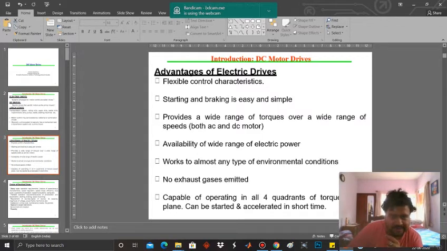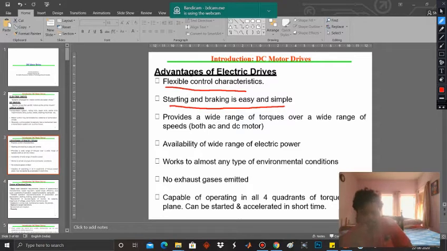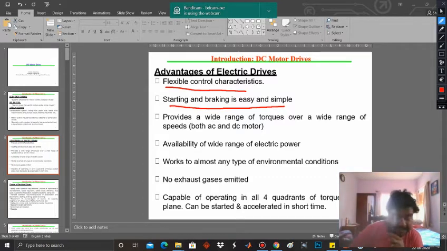So the next thing is the advantages of drives. So of course they have flexible control characteristics. Let us recap this thing. Starting and braking is easy and simple. And yes, starting and braking are the two very important things, because it is dependent on the motion requirement, because you need to start a motor at any time, or you need to stop a motor or slow down a motor at any other time.